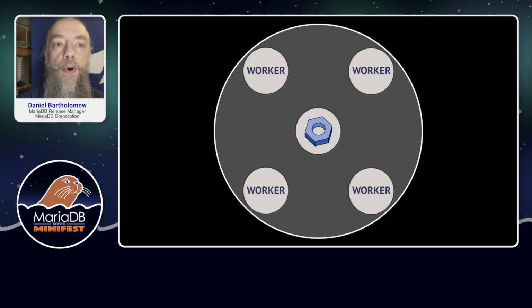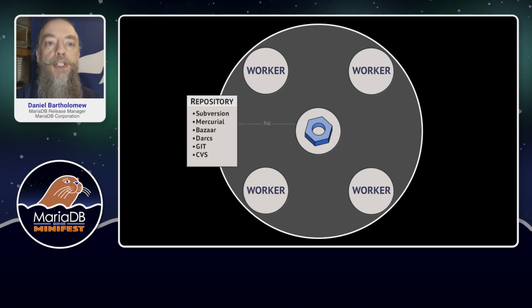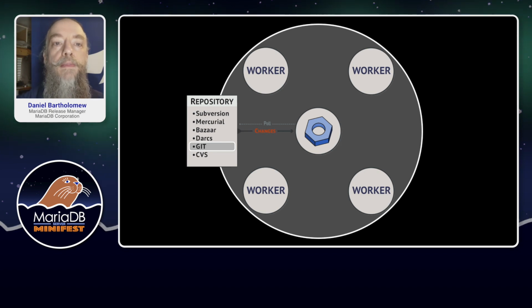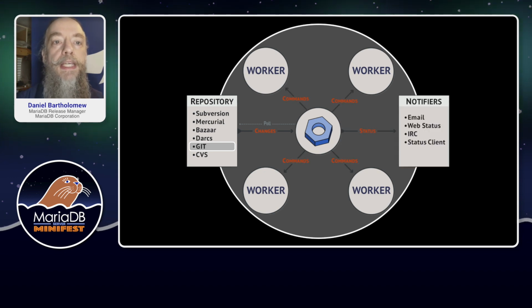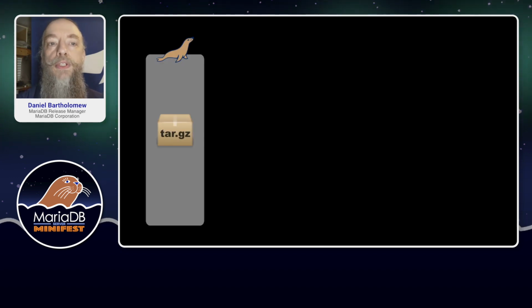The main node pulls a source code repository, which in our case is a Git repository on GitHub, and it watches for commits in all the various trees and branches. When it sees one, it sends out jobs to the various worker nodes. At the same time, it keeps the developers up to date through a web interface and through other types of notifications.